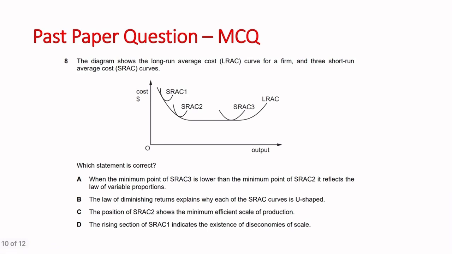Let's take a look at another past paper question. The diagram shows the long run average cost curve for a firm and three short run average cost curves. Which statement is correct? A.